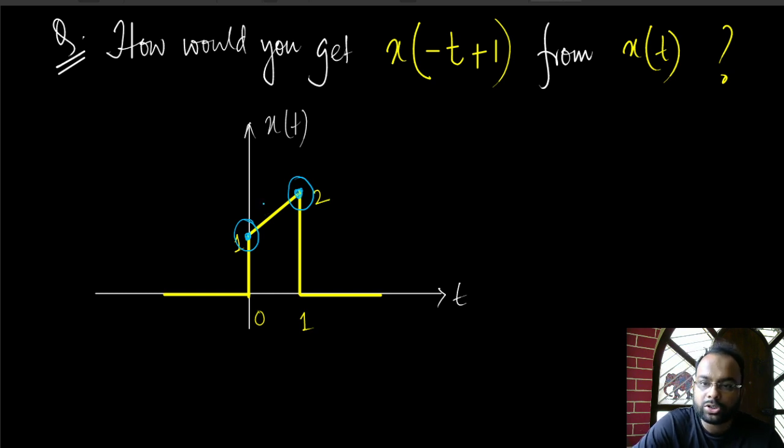Now look carefully. This is happening at t equal to 1. And when is this one happening? This one is happening at t equal to 0. These are the most important critical points here about the signal.